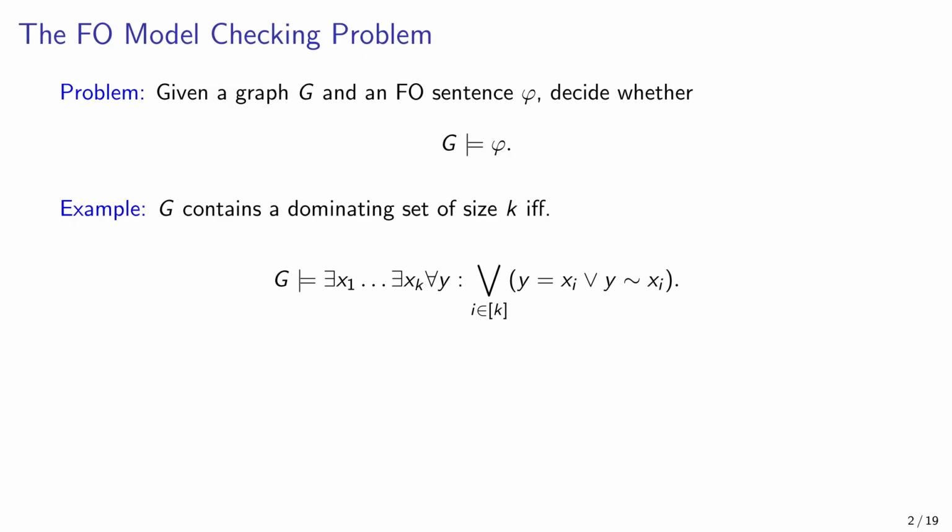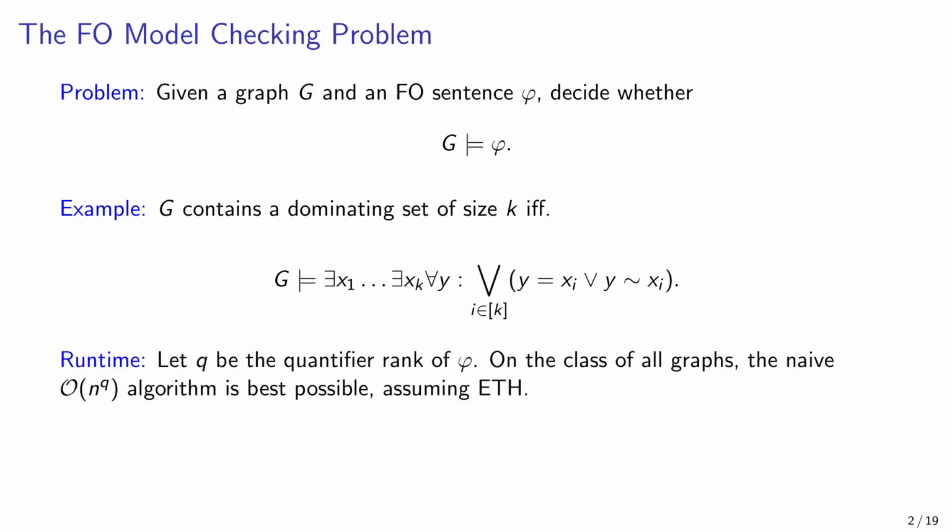For example, the dominating set problem, you can write it as a first order sentence. There exist k vertices such that every vertex y is either contained in or adjacent to the set of k vertices. However, this flexibility comes at a price.